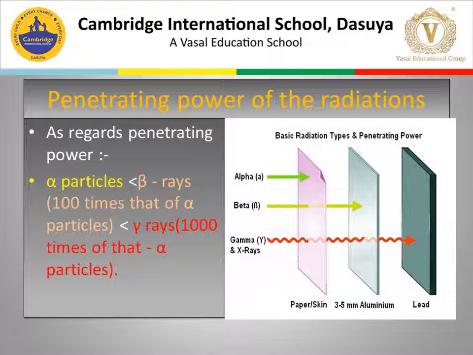The alpha particle can be stopped by paper or by the skin, whereas the beta particle requires around 3 to 5 mm of aluminum sheet, whereas the gamma rays or the X-rays are stopped by a thick lead plate.